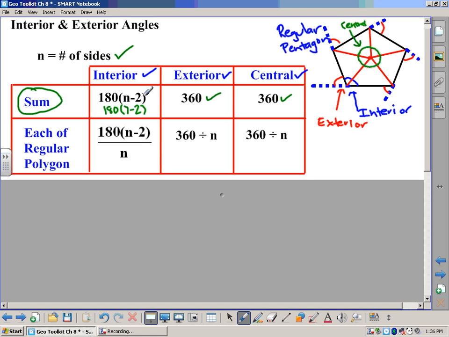You just take the sum and then you divide by how many sides you have. So the sum is right here. It's 180 times the quantity n minus 2. So you just take that and then divide by n. Or you take this, divide by n, and you take this, divide by n.